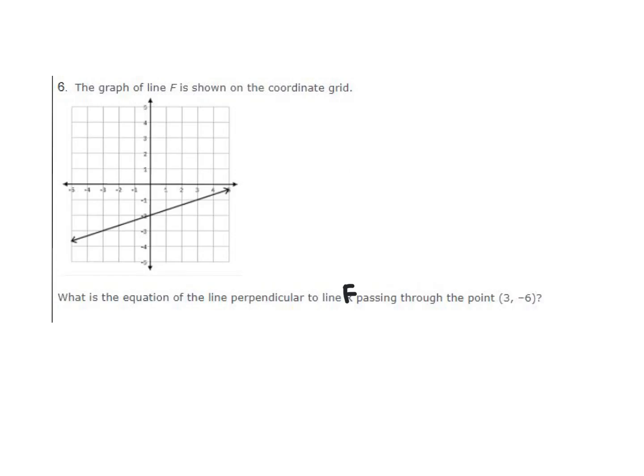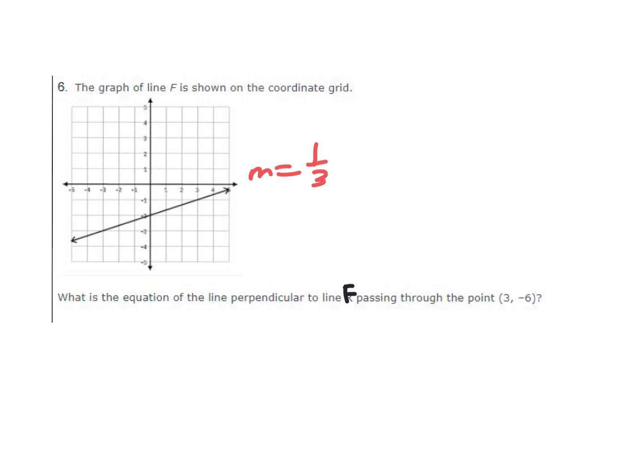Okay, so question number 6 of our review. The graph of line F is shown on the coordinate grid. What is the equation of the line perpendicular to line F passing through the point (3, -6)? If we have another line that's perpendicular to this line, we first need to know the slope of the original line. So what is the slope here? We have a rise of 1 and a run of 3, so the slope of line F is 1/3.